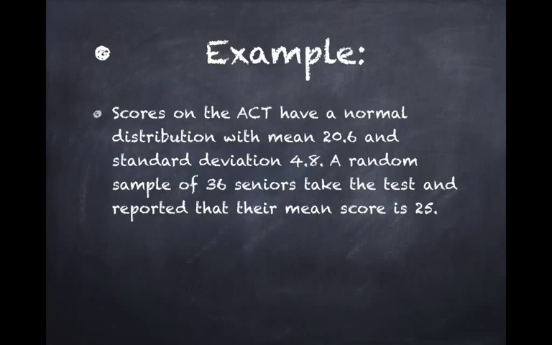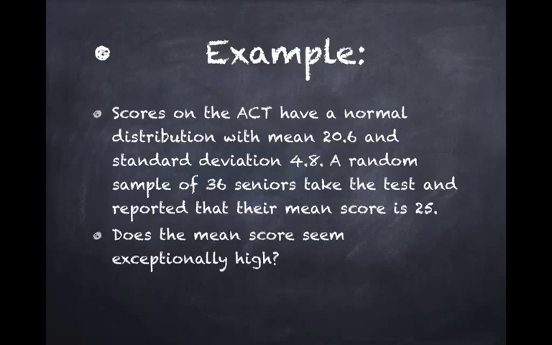And so, scores on the ACT have a normal distribution with a mean of 20.6 and a standard deviation of 4.8. Let's say we take a random sample of 36 seniors and they report that their mean score is 25. Does the mean score seem unusually high to you? Well, we can do exactly the same thing. Let's see if their mean score is within 3 standard deviations or outside of 3 standard deviations.